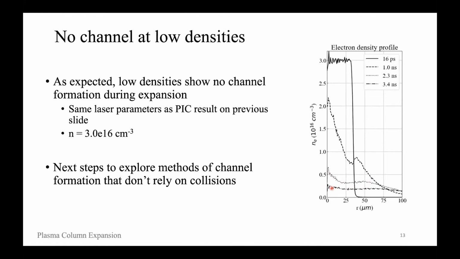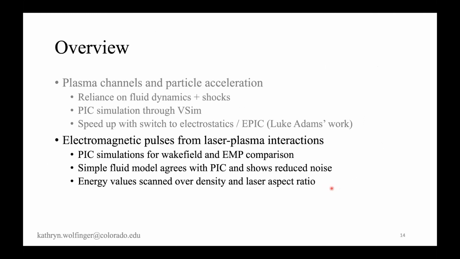At this point, my next steps with this are going to be to look at other methods of channel formation that don't rely on collisions. Can we use secondary pulses? Can we use higher order pulses? And what's that going to look like when we run it in PIC? But now that I've covered that, I'd like to move on to the second part of this talk.